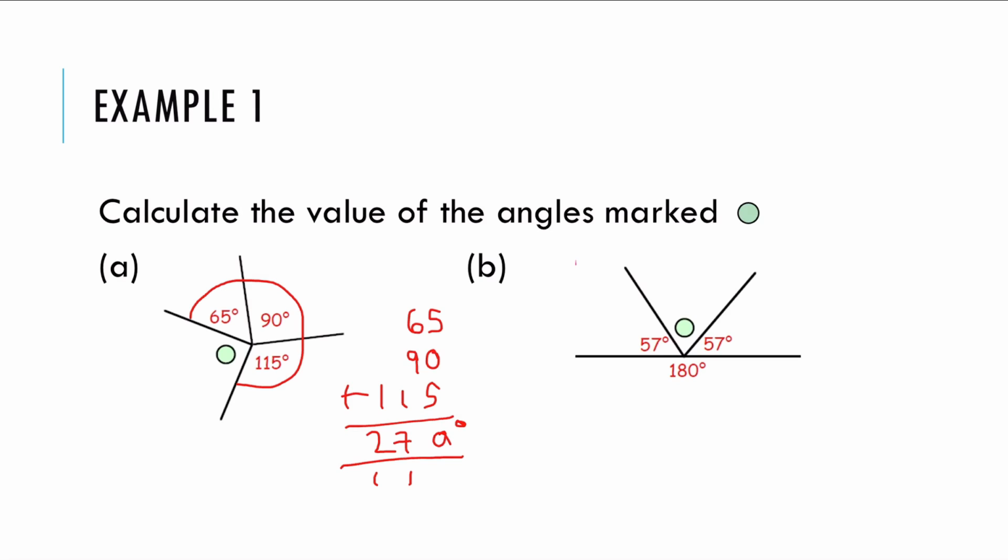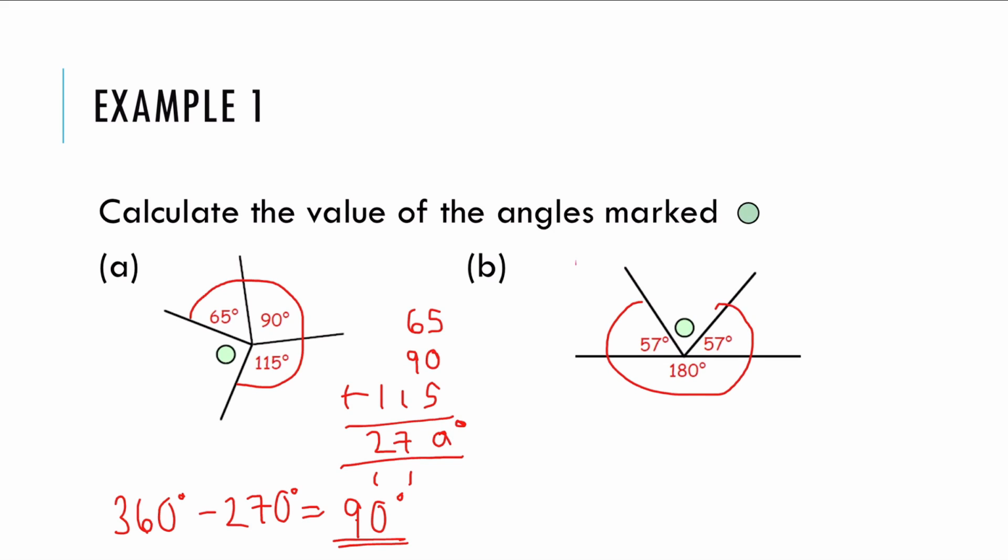So in order to get our missing angle, we subtract what we know, the 270, away from 360 degrees, since a whole turn makes 360 degrees. That gives me 90 degrees, which means the missing angle is 90 degrees.